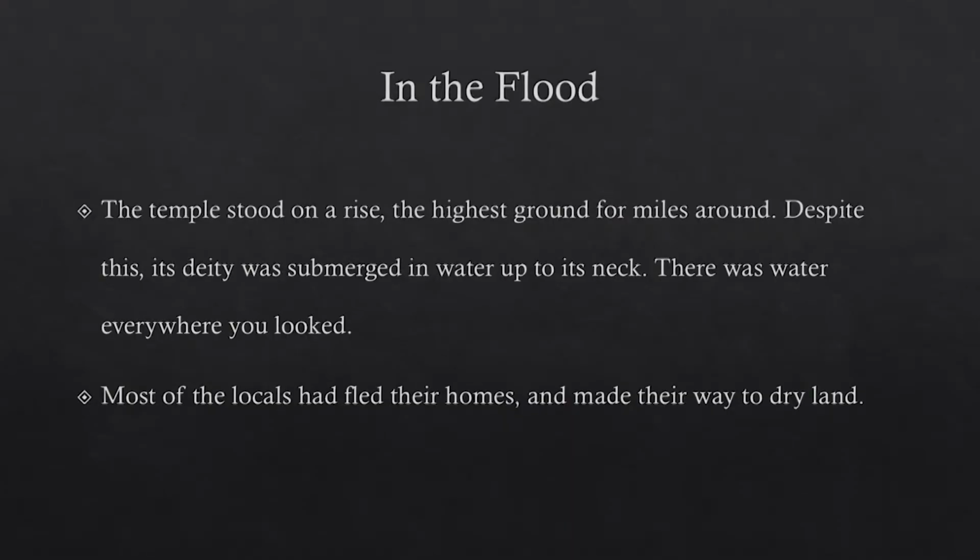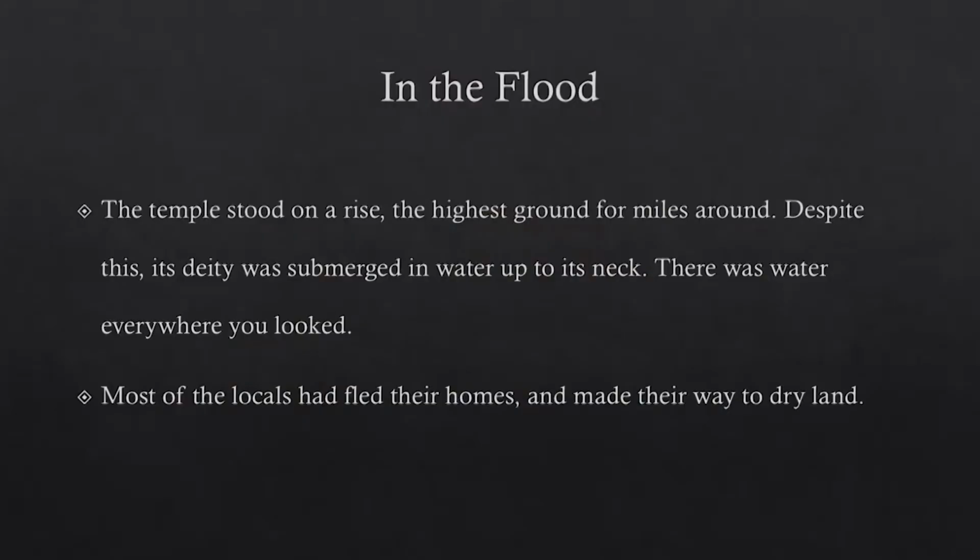There was water everywhere you looked, and look at the way he invites the reader into the narrative by this reference to you. Even if you look at this world, you will know that it's flooded everywhere. And look at the next statement on the screen. Most of the locals had fled their homes and made their way to dry land. So not only is he aware of the temple's situation, but the narrator is also aware of the locals who had fled their homes, and they are all safe on dry ground. These lines of text establish the authority of the narrator, who has a good understanding of the world that is being described.